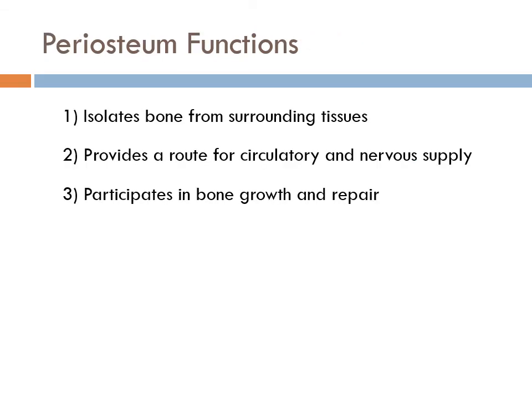Functions of periosteum is to isolate the bone from the surrounding tissues, provide a route for blood and nervous supply, and to participate in bone growth and repair through the osteoblasts and osteoprogenitor cells that we encounter there.